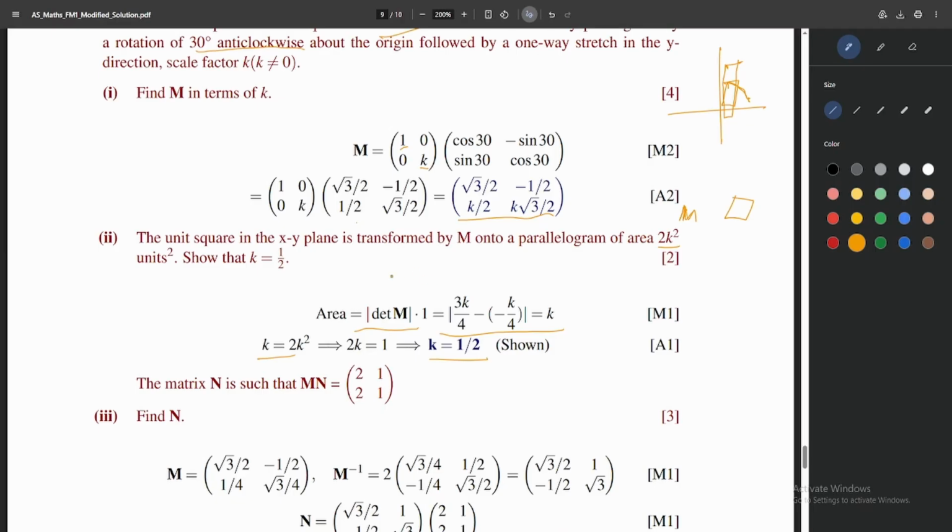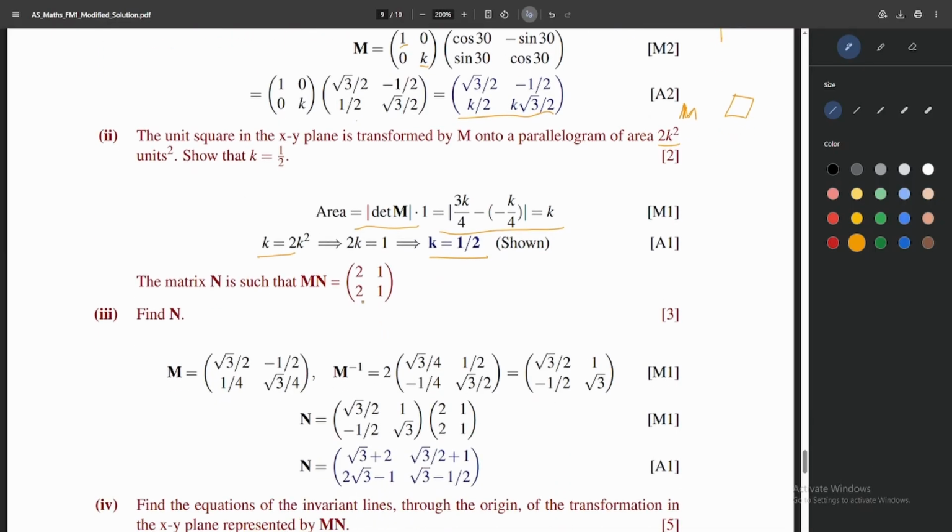Okay, the next question asks us to find the matrix N such that MN is equal to 2 1 2 1. All right, find N. So this is MN, right? So if this is MN equals 2 1 2 1, we multiply the inverse of M on both sides to get N. So that's what we do. We find M, which is this, we find the inverse of M, which is this, multiply it with this, and we get N.